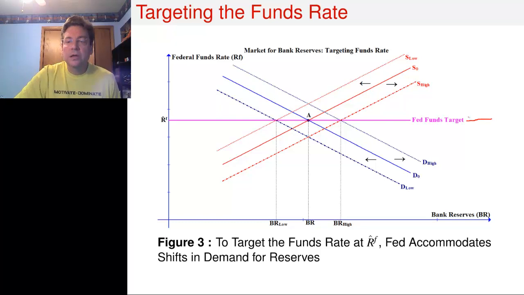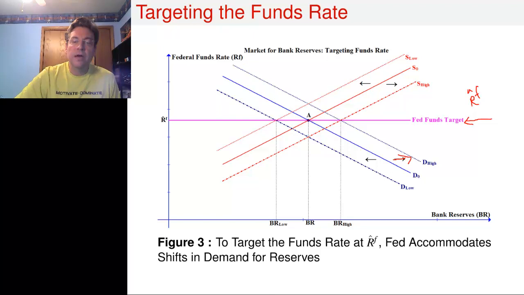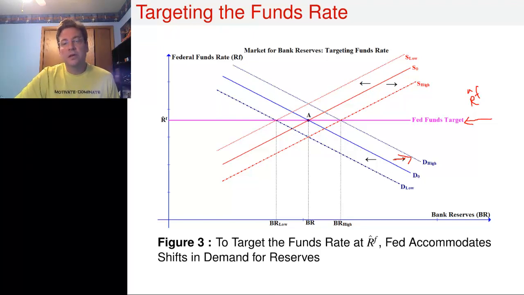So the way this would show up in the market for reserves is, suppose that this lovely color here is the federal funds target. So that's the R hat F. Now, if there's a sudden increase in the demand for reserves, well, if supply just stayed at this S0, then that would tend to drive the interest rate up. So what the Fed does is it expands reserves and shifts the supply curve outward. That ensures that the federal funds rate will remain on target.